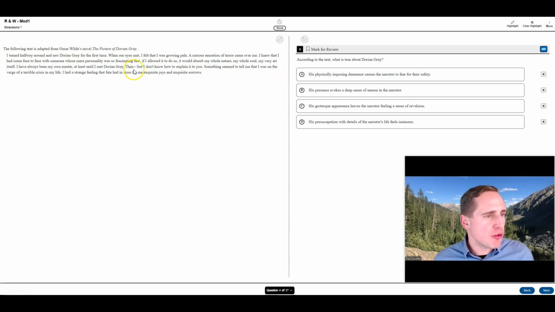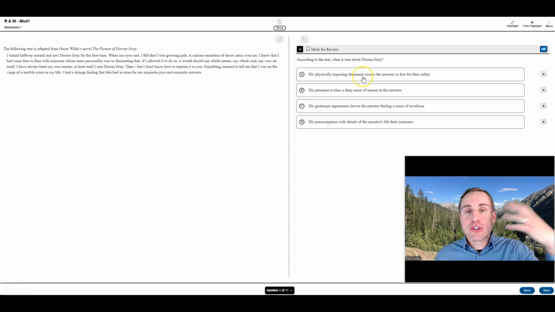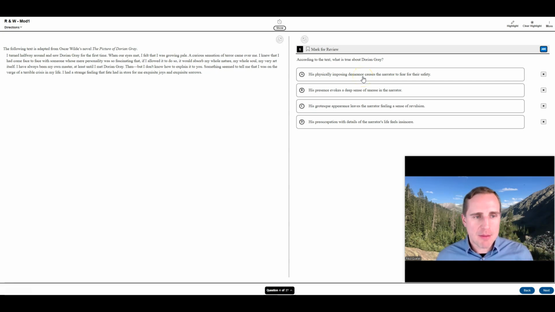This thing about Dorian Gray: terror comes on when Dorian Gray is seen, a fascinating personality, absorbing whole nature. The person is no longer their master. They can't explain it. They felt like they were on the verge of a terrible crisis. So let's use those phrases I just reiterated and choose what is meant about Dorian Gray.